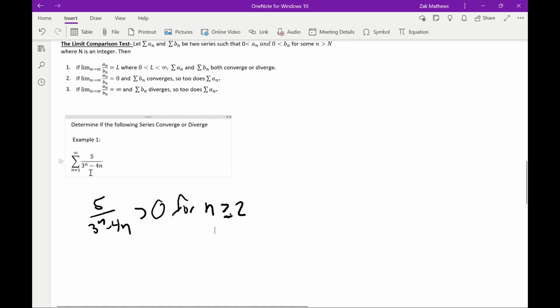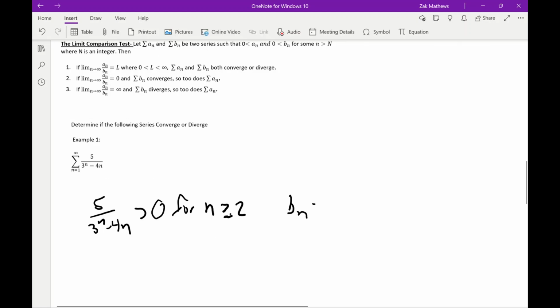Now, similar to what we did with the direct comparison test, I'm going to make an assumption here to start with. I'm going to make a guess as to whether I think it's going to converge or diverge, and I think it's going to converge because that 3 to the n is going to be the driving force. The 4 times n, of course, is going to change, but not as quickly as that 3 to the n. So I'm going to compare.